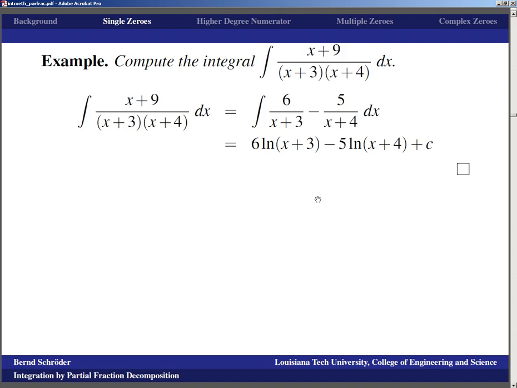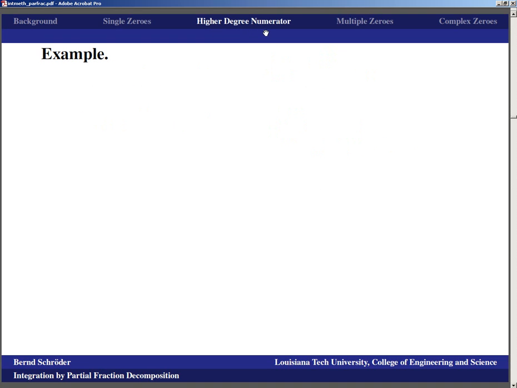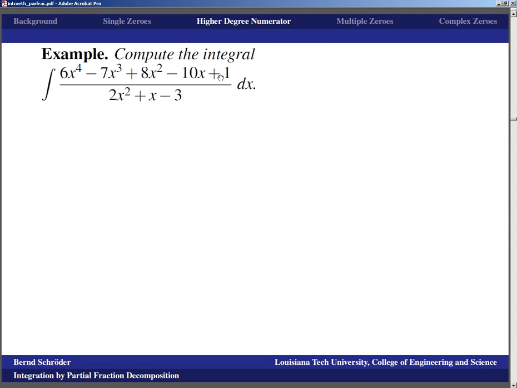Now, next thing we're going to look at is what happens if our numerator has a higher degree than the denominator. So if we, for example, want to compute this integral 6x to the 4th minus 7x cubed plus 8x squared minus 10x plus 1 divided by 2x squared plus x minus 3, well, that's certainly not one that you want to try to do in your head or anything like that. That's definitely a paper and pencil kind of problem, because we'll have to keep track of a lot of numbers. On the other hand, however, it is not difficult in principle.